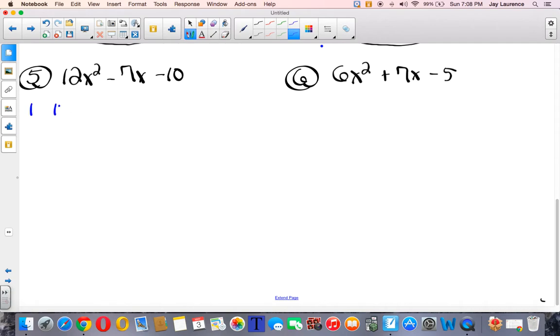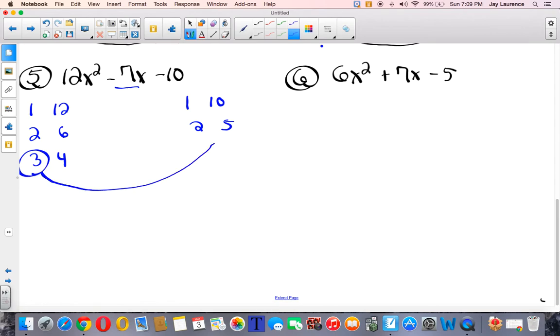So 1 and 12, 2 and 6, 3 and 4, and 1 and 10, and 2 and 5. I know that C is negative, so I'm going to subtract to get negative 7. Let's see here. A 15 and an 8 ought to do it. There's a 15 right there, and there's an 8 right there. I'll need a positive 8 and a negative 15 so that I can end up with a negative 7.